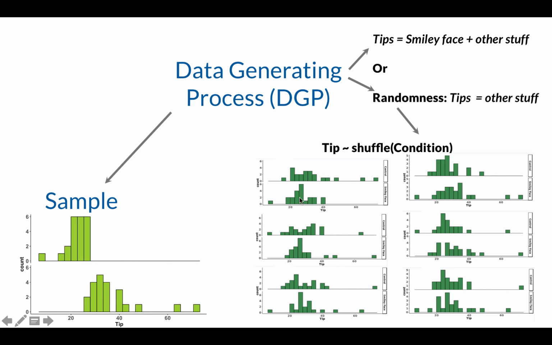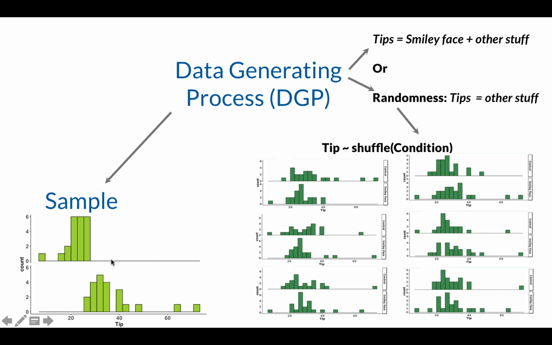But in these shuffled ones, there's a lot more overlap, right? So these are just the same as these, right? These overlap with these, right? But here, these don't overlap with these at all. See? There are almost no tips that are like that in this condition. And here, there are almost no tips that are like that in this condition, right?